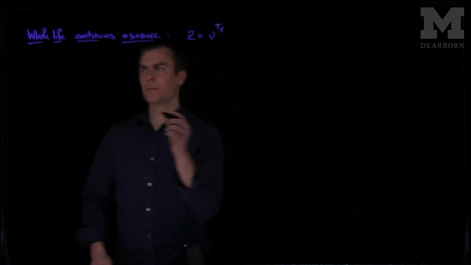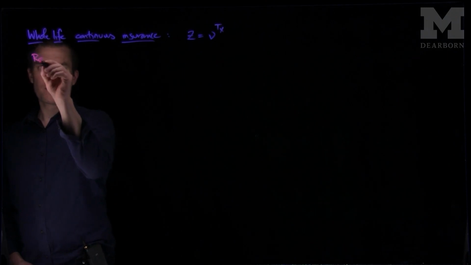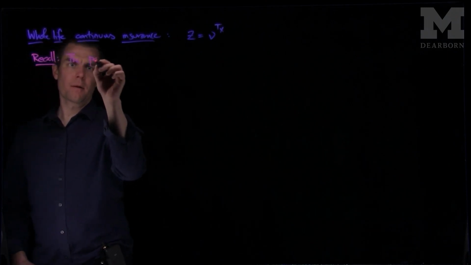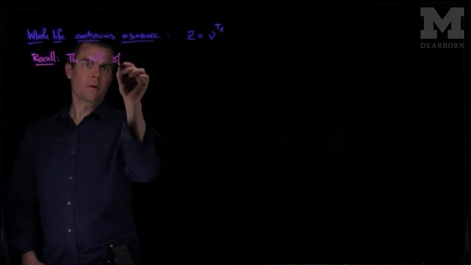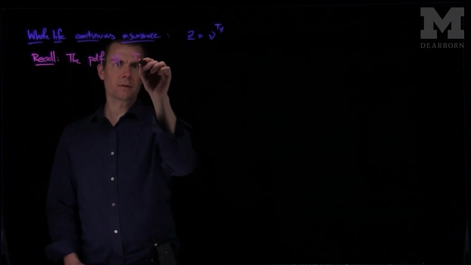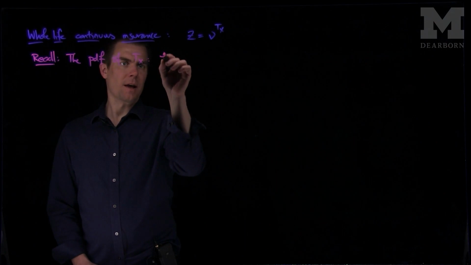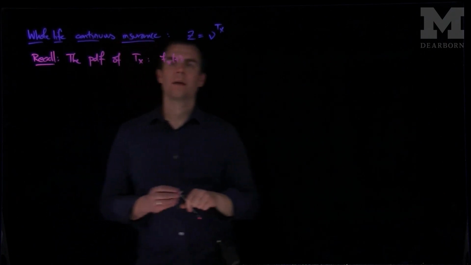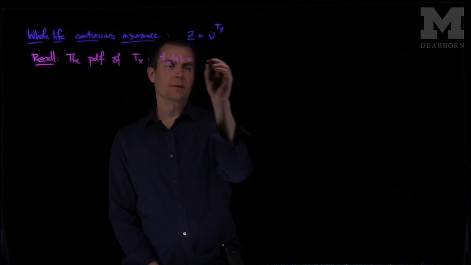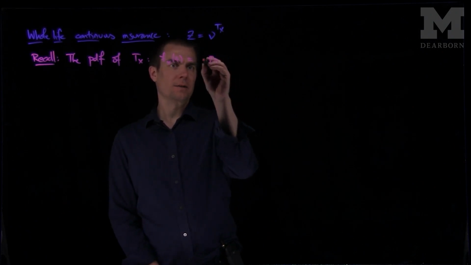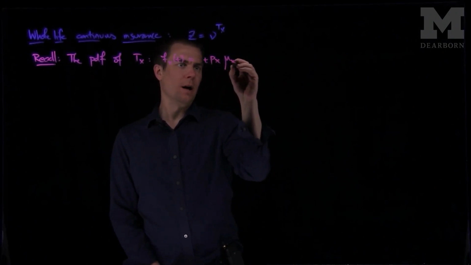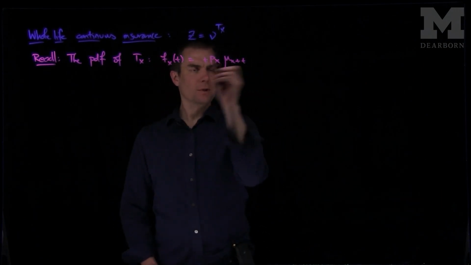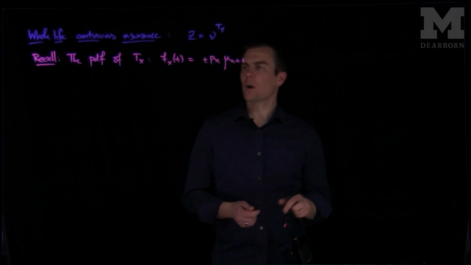So recall the PDF of T_x is f_{T_x}(t), and we can write this as t p_x mu_{x+t}. It's the survival function times the force of mortality.